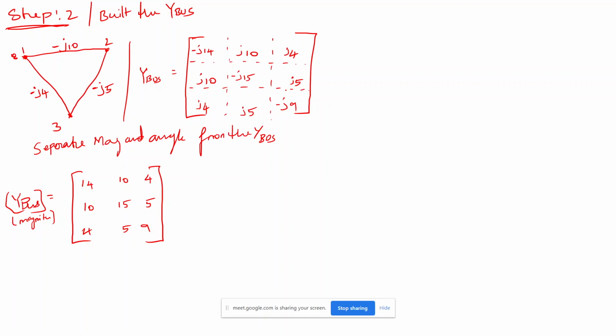Then what is remaining here? J and this J and minus is only remaining. So I can write this J with minus as theta. So theta is equal to pi by 2. If I take pi by 2 outside, then the signs will remain: minus 1, 1, 1, and 1, minus 1, 1, and then 1, 1, minus 1. So I separated the magnitude and angle from this Y bus. This is to simplify the equation which you are going to solve later, right? So second step is over.